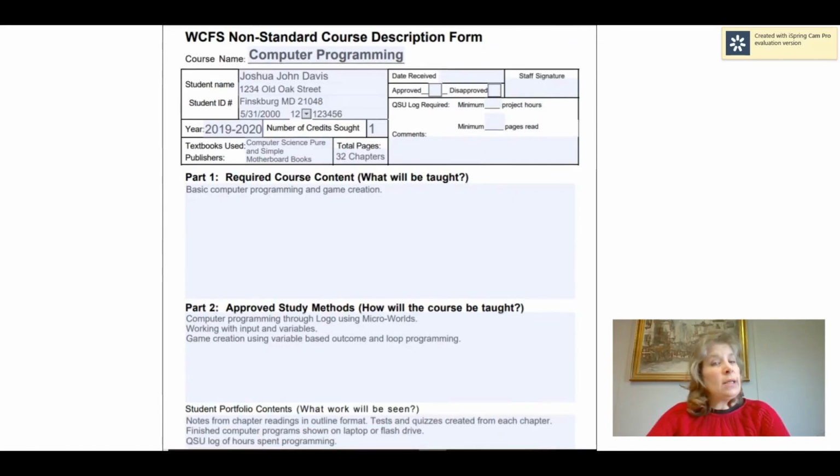Scrolling down, for an example of a non-standard course description with a textbook, we've chosen a computer programming class. We are seeking 1 credit for this class as indicated on the form. The textbook used is called Computer Science Pure and Simple. The publisher is Motherboard Books, and total pages is 32 chapters or units, as the book indicates.